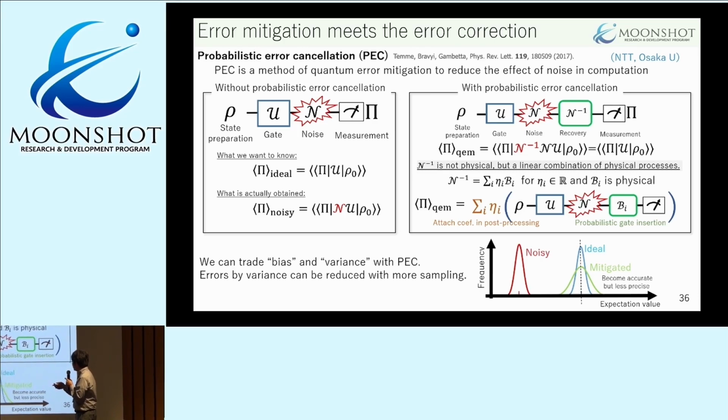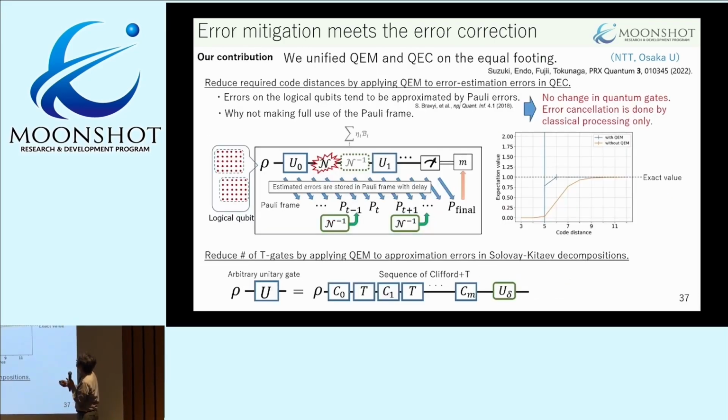Now, let us consider applying this method to logical qubits in the FTQC. The first observation is that the errors on the logical qubits tend to be approximated by Pauli errors. So this N is Pauli, then this Bi is also Pauli. Now, usually FTQC is running on the so-called Pauli frame. So in that case, the Pauli gates here can always be absorbed by the classical processing. So the end result is that you don't need to do anything for the quantum circuits. You just change the classical processing to achieve the error cancellation. So it's even simpler than in NISC. And if you see this graph, to achieve the same level of accuracy, this method requires a smaller code distance. That means a smaller overhead of qubits.